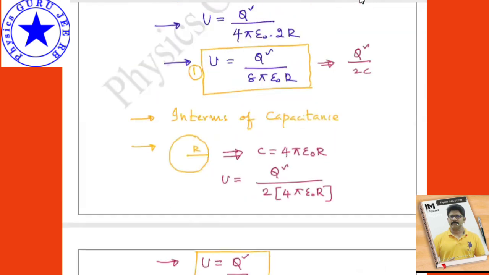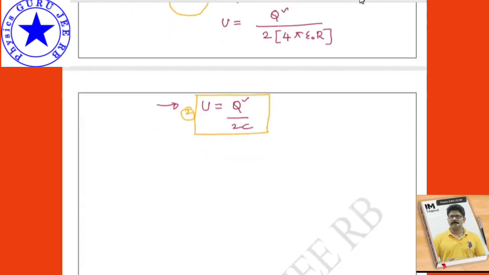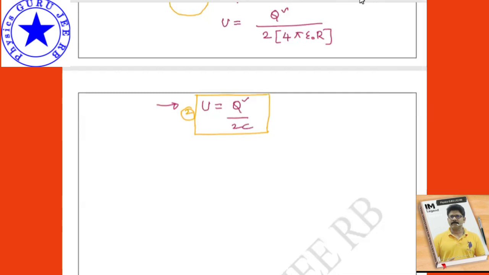Next, in terms of capacitance, number 2, this is number 3. So can we get any other equation? Let us see. We can obtain it even in different forms. So C is equal to Q by V. If I take C is equal to Q by V, I can write Q is equal to CV.